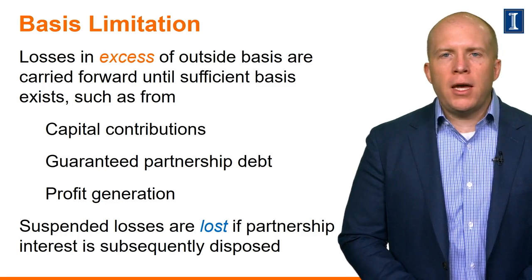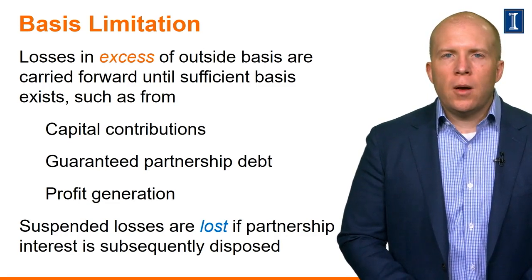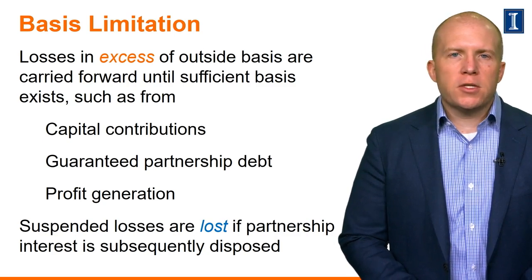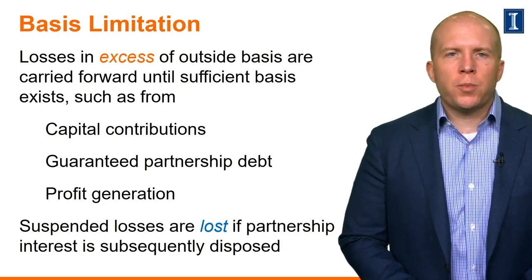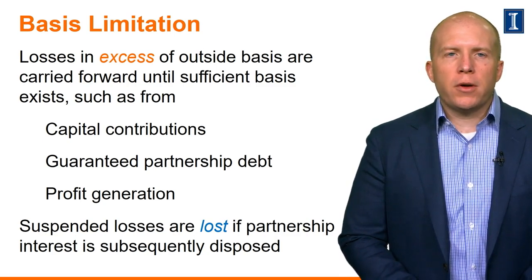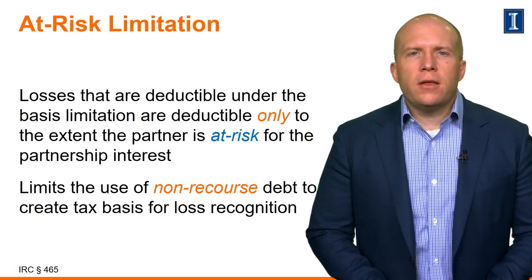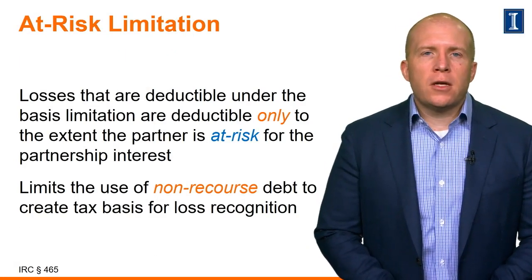How does a partner obtain additional basis? If you think back to the lesson on basis adjustments, a partner can create additional outside basis by making capital contributions of cash or property, guaranteeing partnership debt, or by helping the partnership generate more profit. Note that any suspended losses remaining at the time a partner sells or disposes of an interest in a partnership are lost forever.